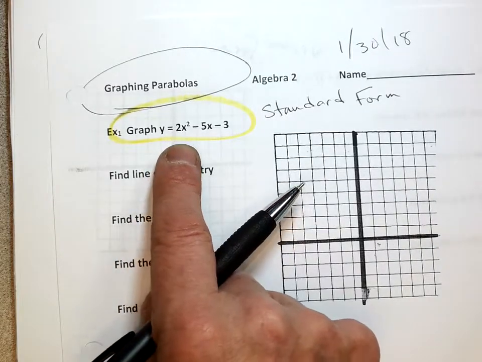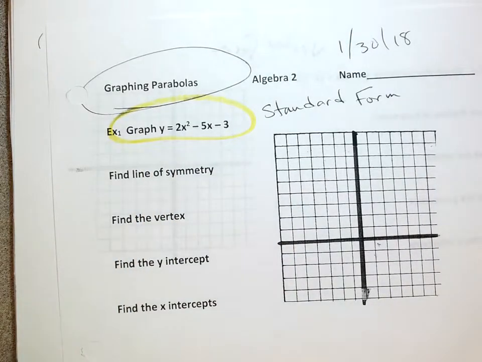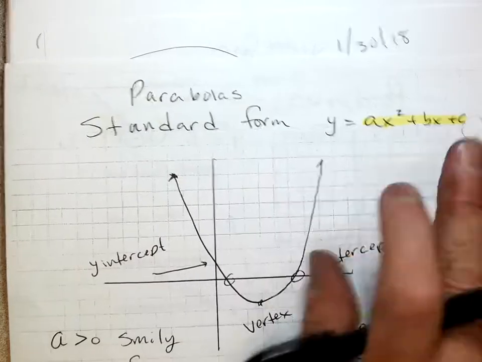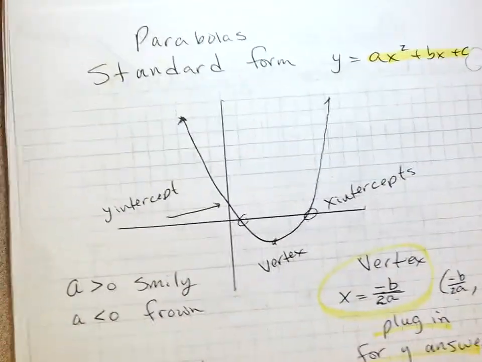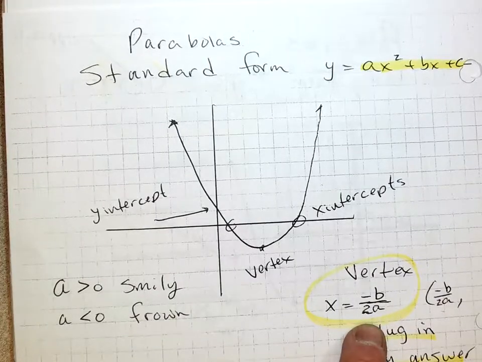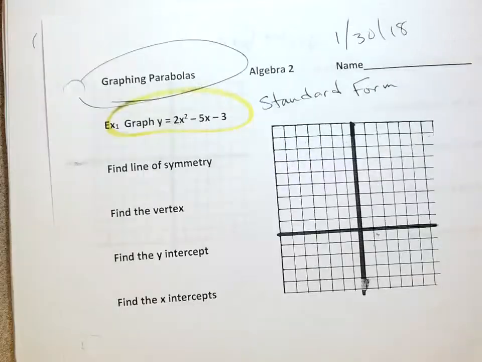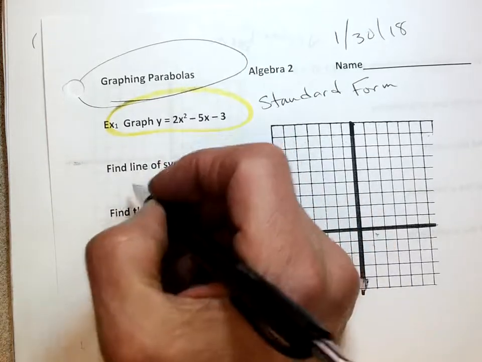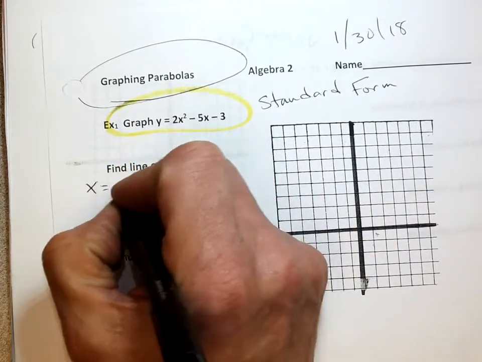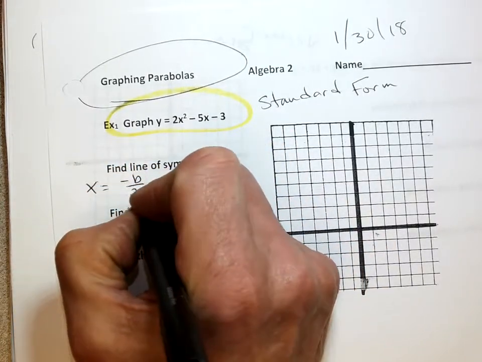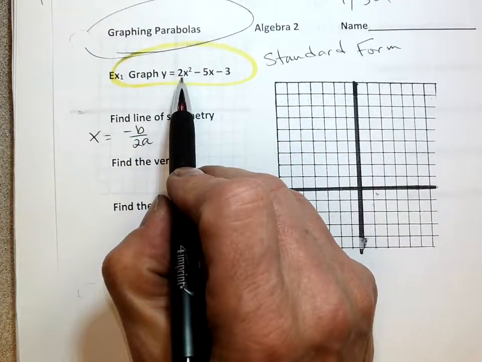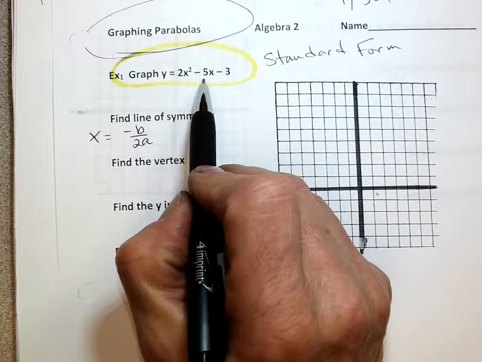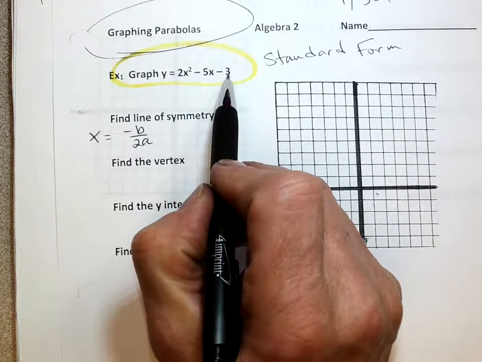So if it's standard form, I've got my little cheat sheet, and I'm going to use these notes. It's really quite easy. The first thing we're going to do is find the line of symmetry, using x equals negative b over 2a. I know that a is 2, b is negative 5, and c is negative 3.